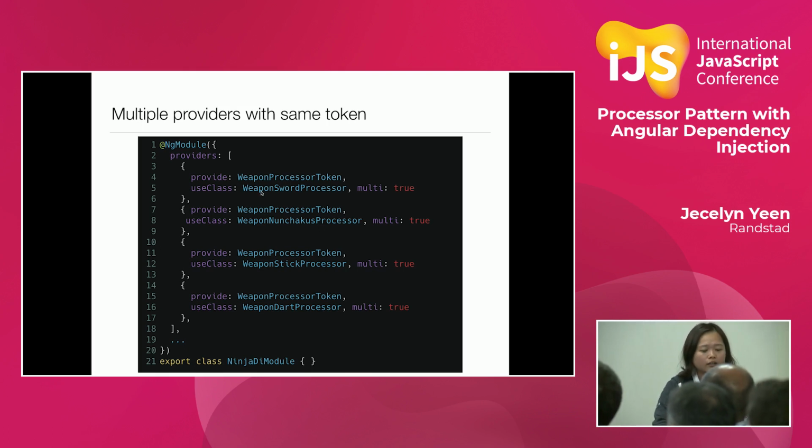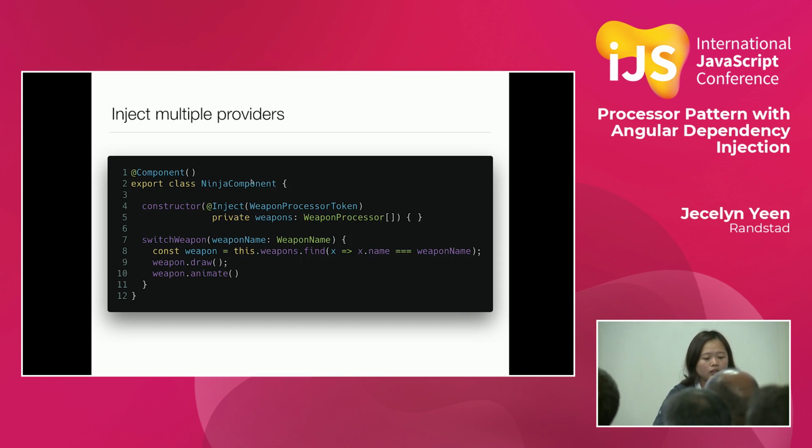You can see that I import the 4 different classes, sword, nunchucks, stick, and dart, but then I provide them to the same token. They are all the weapon processor token. Then I give one more property called multi: true. You are telling the Angular dependency injection engine that we have multiple implementations for the same token.